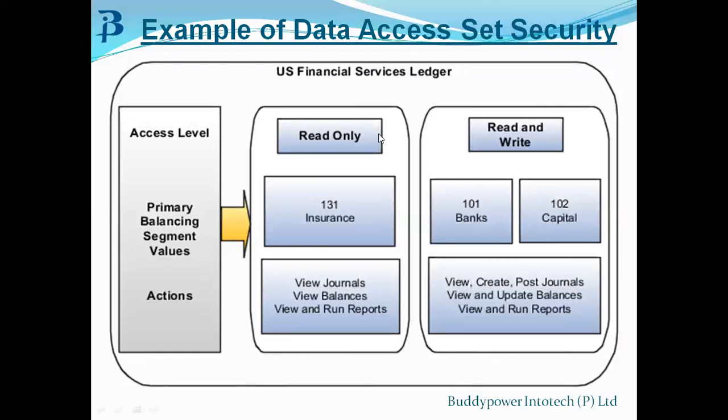So let us see an example of how the data access set security works. This example shows a data access set that secures access by using primary balancing segment values that correspond to your legal entities. This is a data access set for the US financial services ledger. The access type is primary balancing segment value, with each value representing a different legal entity. Read only access has been assigned to primary balancing segment value 131, which represents the insurance legal entity.